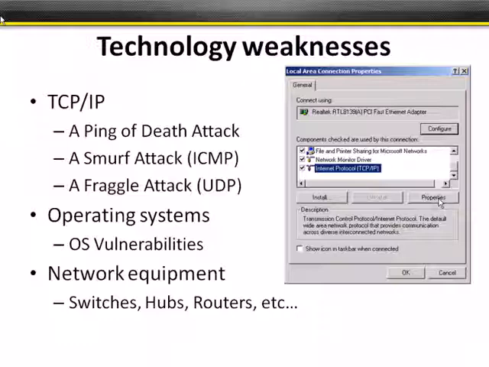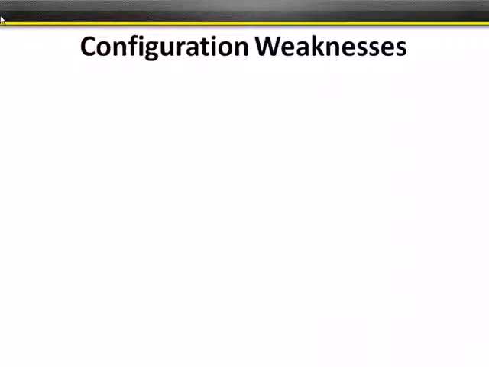We're going to get into a little bit more of that later on, but right now I just want to illustrate that you can look at weaknesses in terms of technology weaknesses, and of course the next one will be configuration weaknesses. But before we go on, I want to point out here to the right I have the local area connection properties dialog box where you can go to your TCP/IP properties. I'm a big fan of the checkbox on the bottom, show icon in taskbar when connected. I think it's very informative for the user. Okay, so the next section is configuration weaknesses.